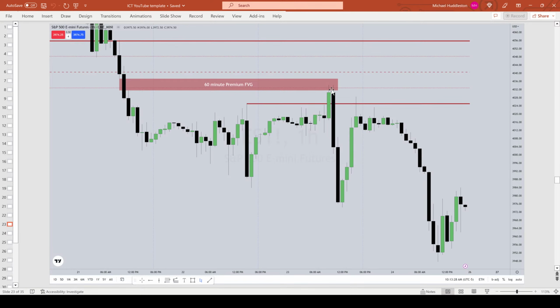So it goes up to the upper quadrant, and it's the 60-minute fair value gap. High frequency trading algorithms are going to trade that right there. And market drops lower.